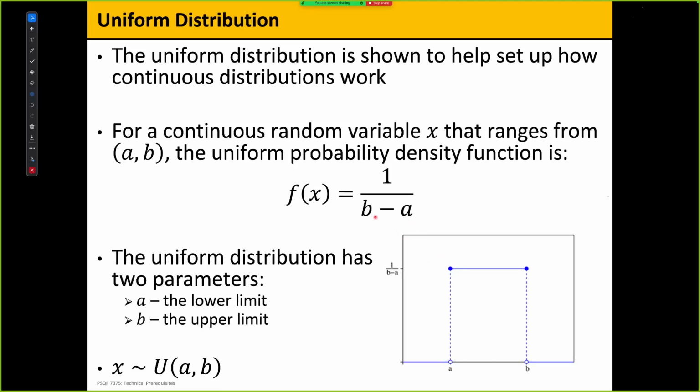So what is the height of it? It's 1 over b minus a. What is the width of it? It's b minus a. So b minus a times 1 over b minus a gives us a value of 1. That's it. So this distribution has all the features that all the distributions that we know about exist, but it's very simple, it's very easy to see.